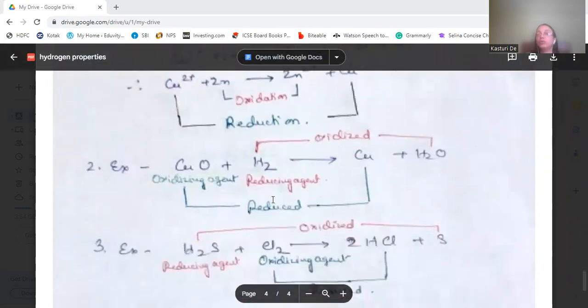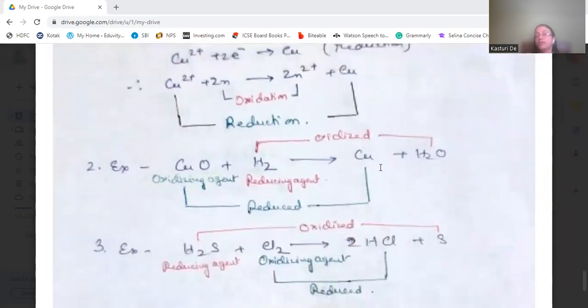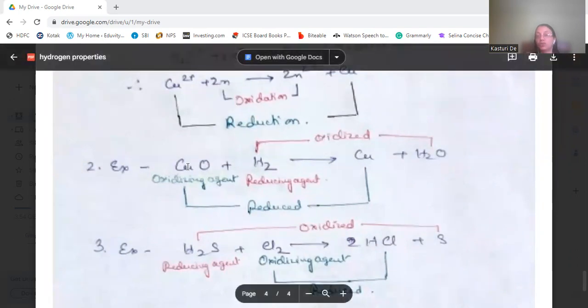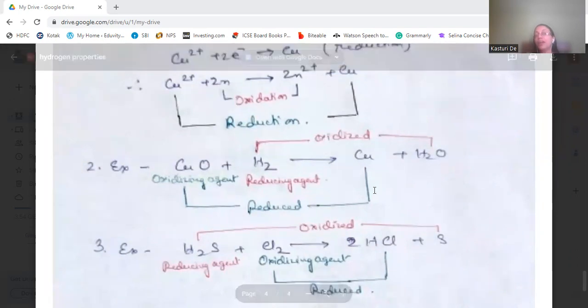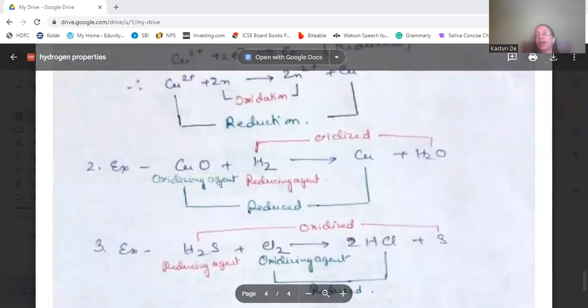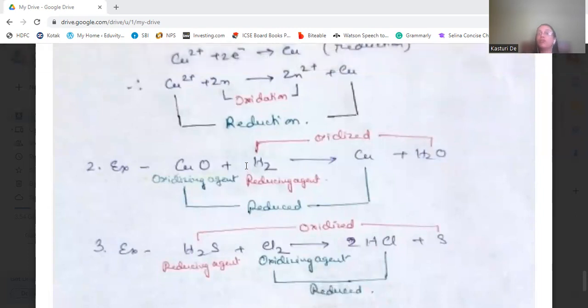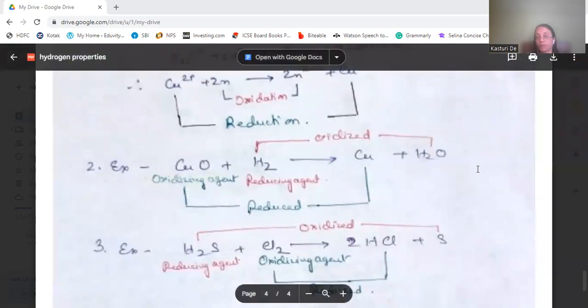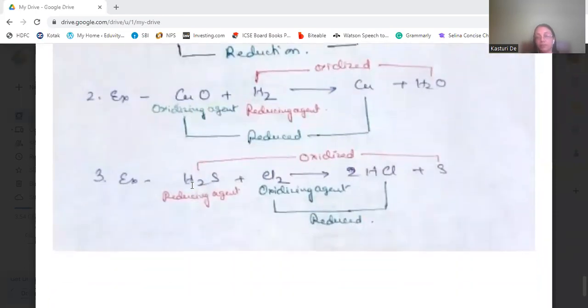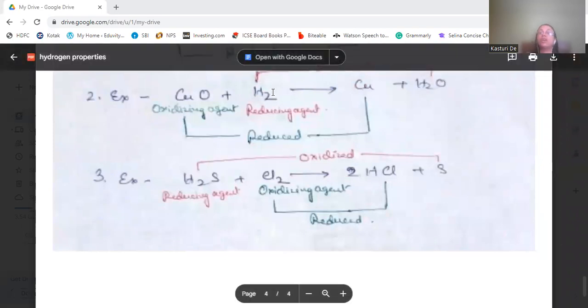Again, CuO plus H2 gives Cu plus H2O. So CuO will get reduced to copper, and H2, the reducing agent, will get oxidized to water. CuO is an oxidizing agent. It will oxidize hydrogen, and hydrogen is a reducing agent. It will reduce copper oxide.